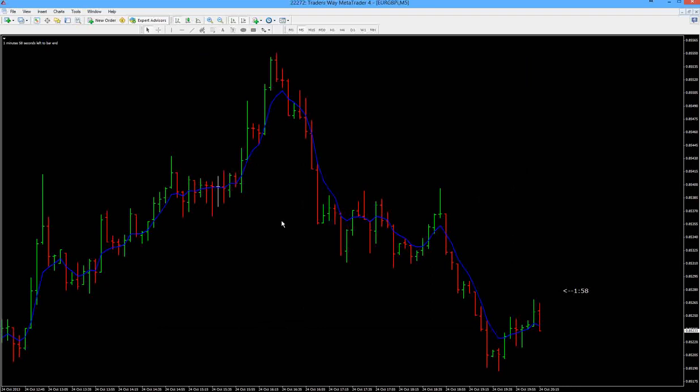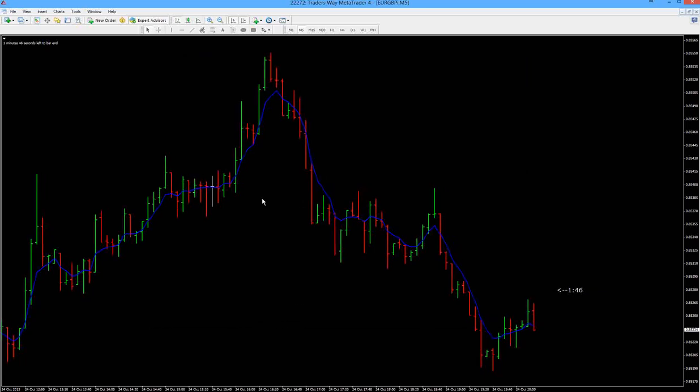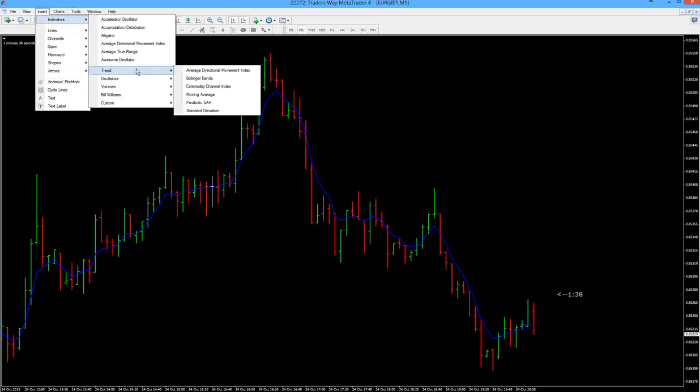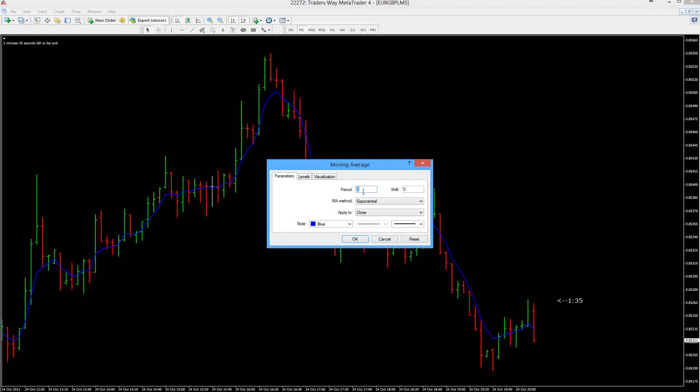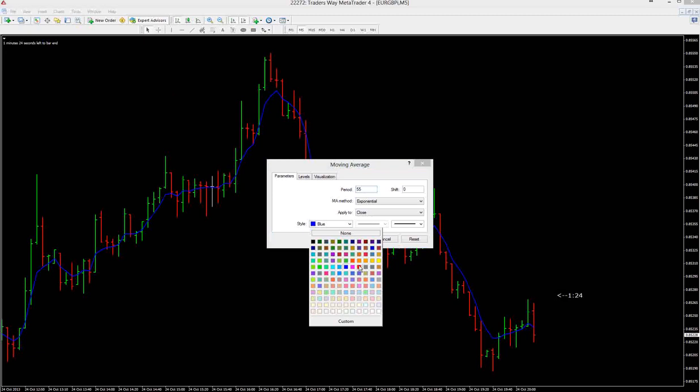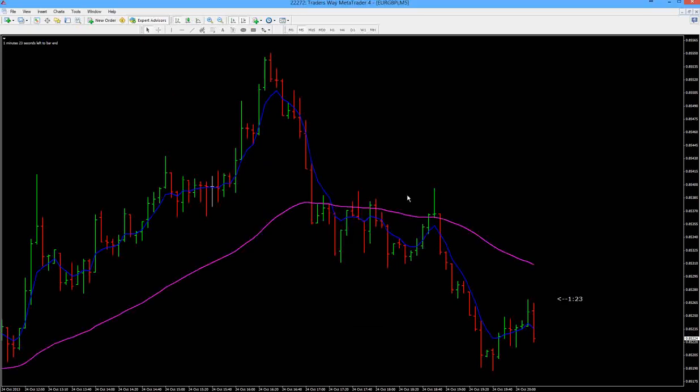Okay, so a 5 EMA is one of the faster moving EMAs you'll use. It sticks very close to price, and it doesn't lag much behind it. So what's the difference between a fast moving EMA and a slow moving EMA? Let's look at the one that I use for max. Again, we go to Insert, Indicators, Trend, Moving Average. When it comes up, I believe 55 is my highest I use. And we'll change the color to funky pink, magenta, whatever it is.